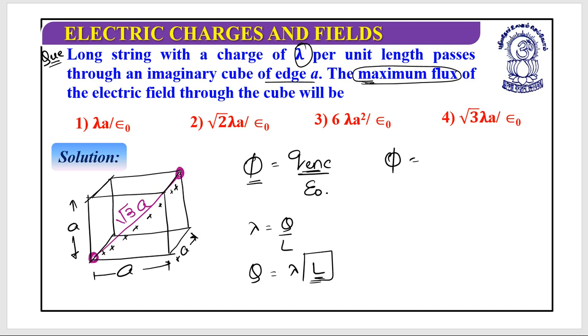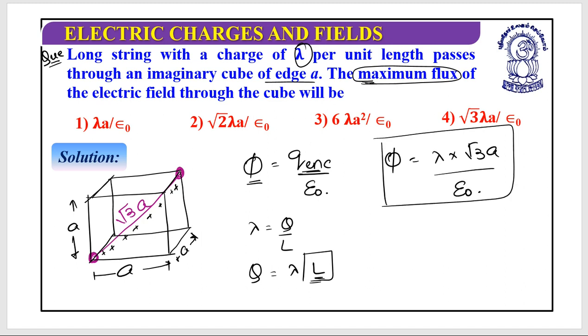My flux would be equal to lambda into root 3a divided by epsilon naught, and this would be the answer. Got it? Fourth is the answer. Yes. Let's move to the next question.